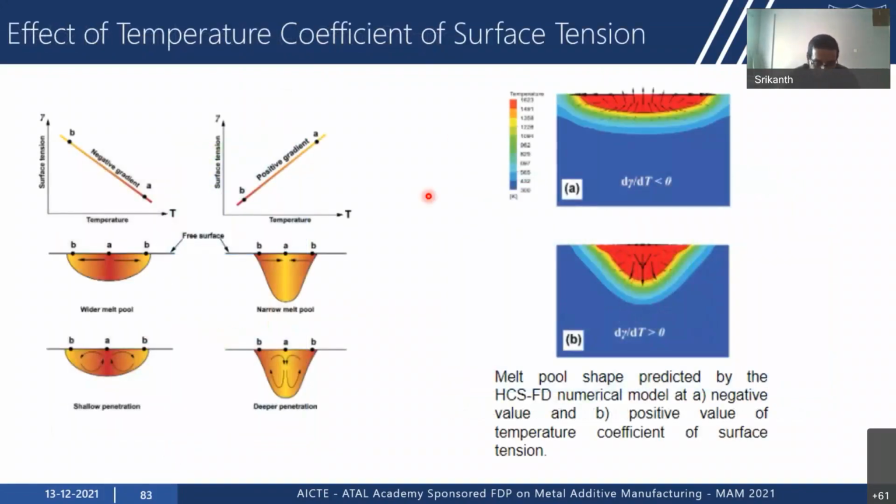We have also looked at the effect of the temperature coefficient of surface tension, whether it is a positive or negative value. When we used a negative value, we had a shallow and wide molten pool. And when we used a positive value of the temperature coefficient of surface tension, assuming the presence of surface active elements, then we have a narrow and deep pool.